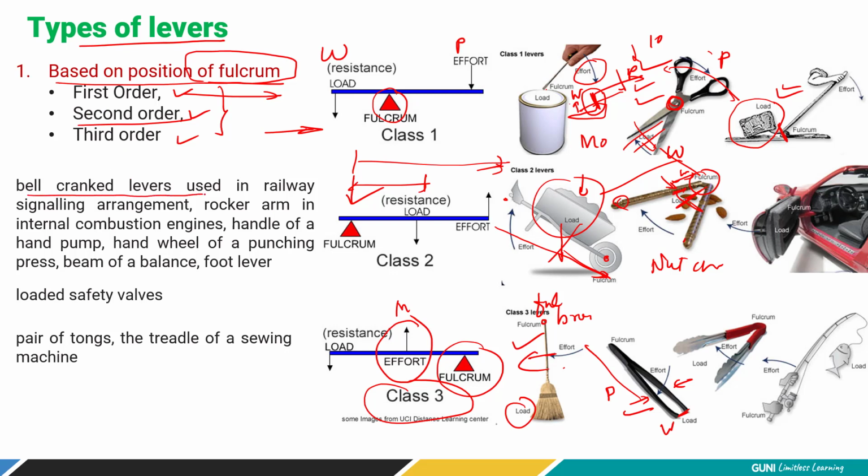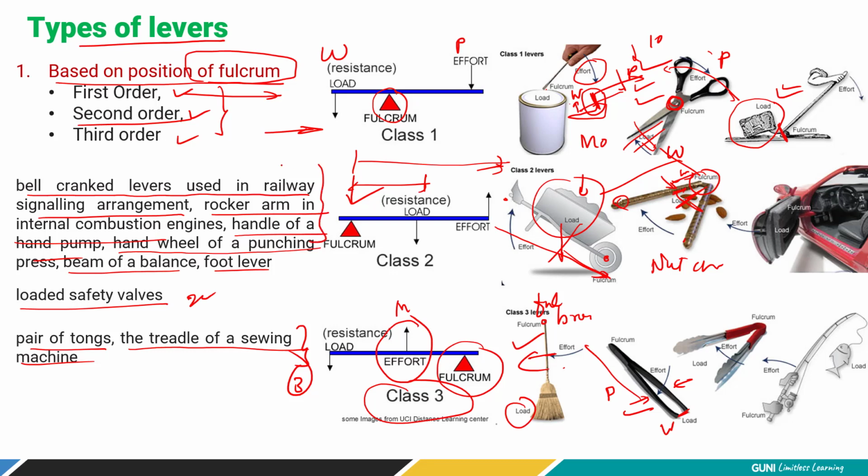Now bell crank levers used in railway signaling arrangements, rocker arm in internal combustion engine, handle of hand pump, handle of wheel of punching press, beam of balance, foot lever, dead weight safety valves, pair of tongs, and treadle of sewing machines. All these are examples. This is the case of third order, this is the case of second order, and this is the case of first order, right? By considering simply the position of the fulcrum, we can design various levers, which is helpful for operating machines.